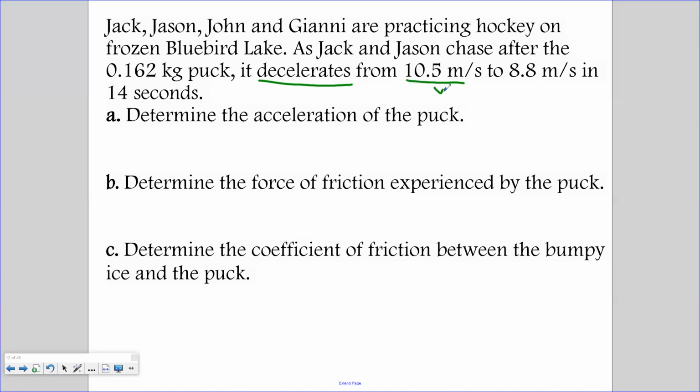So we've got an initial velocity, a final velocity, and a time here. So, throwback to some kinematics days, right? We've got a mass here.